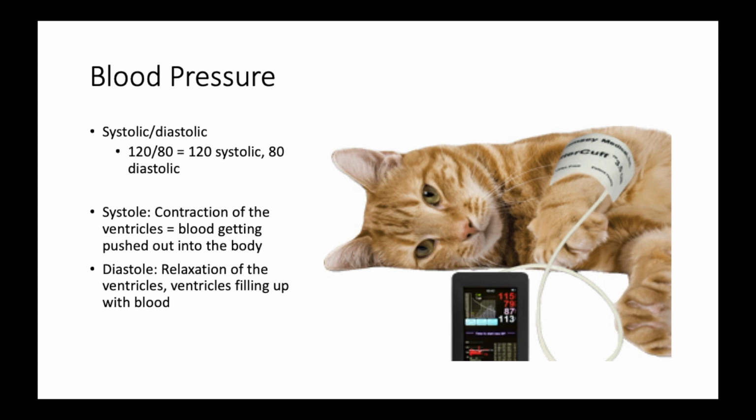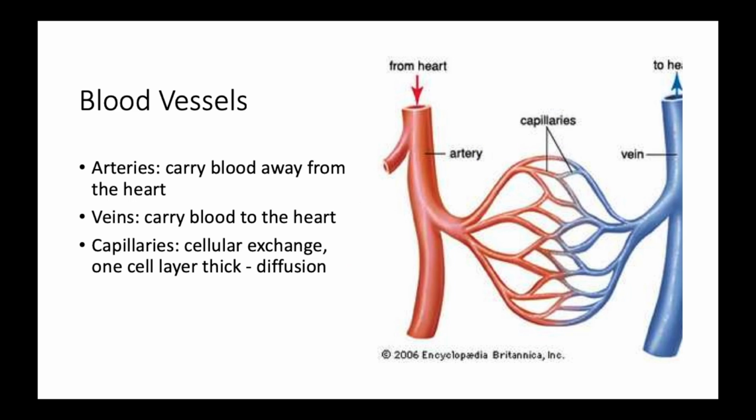Systole, which results in systolic pressure, is the contraction of the ventricles, so it's blood getting pushed out into the body. Diastole, or diastolic pressure, is the pressure during relaxation of the ventricles, where the ventricles are filling up with blood.